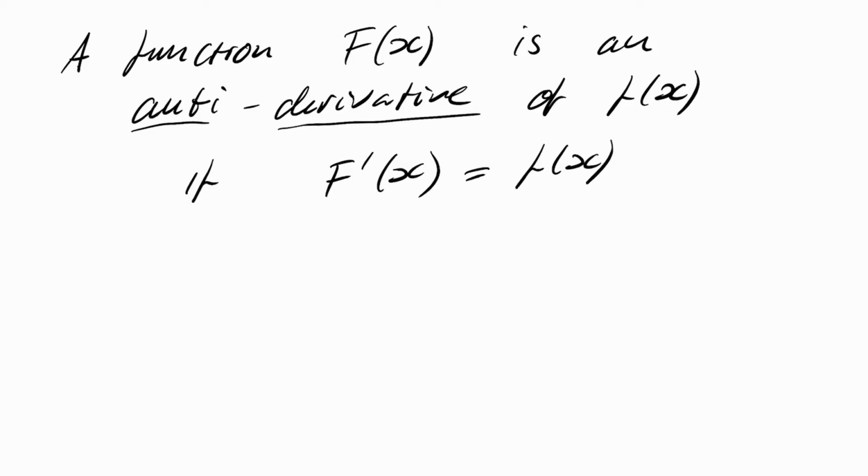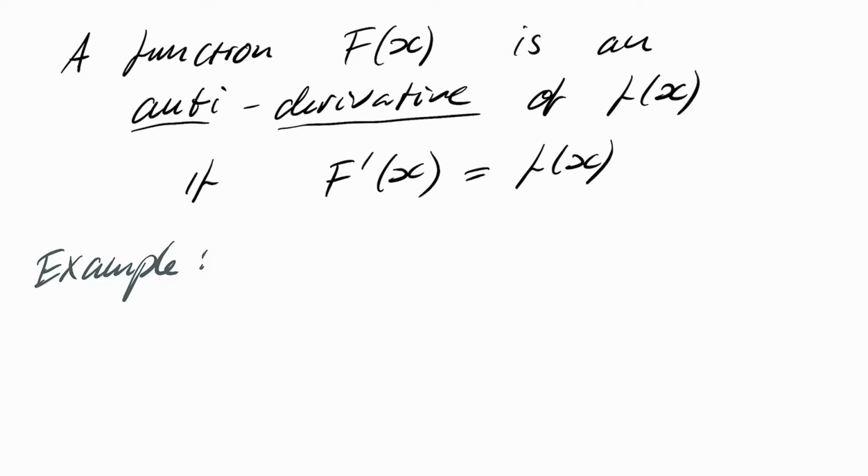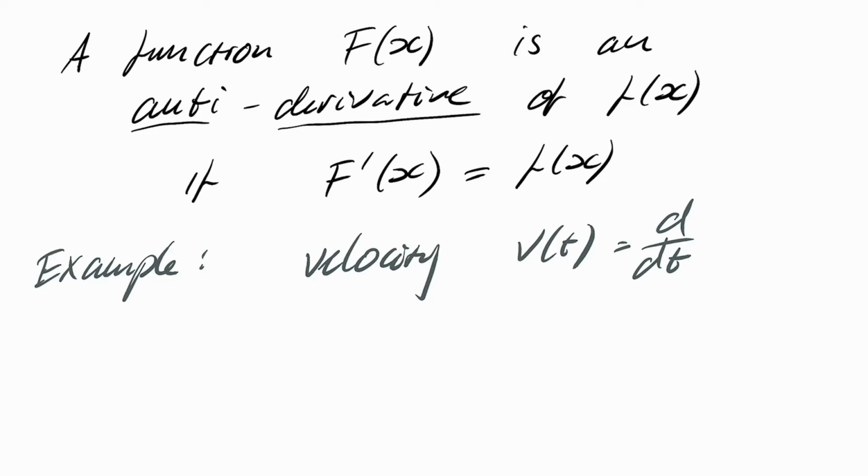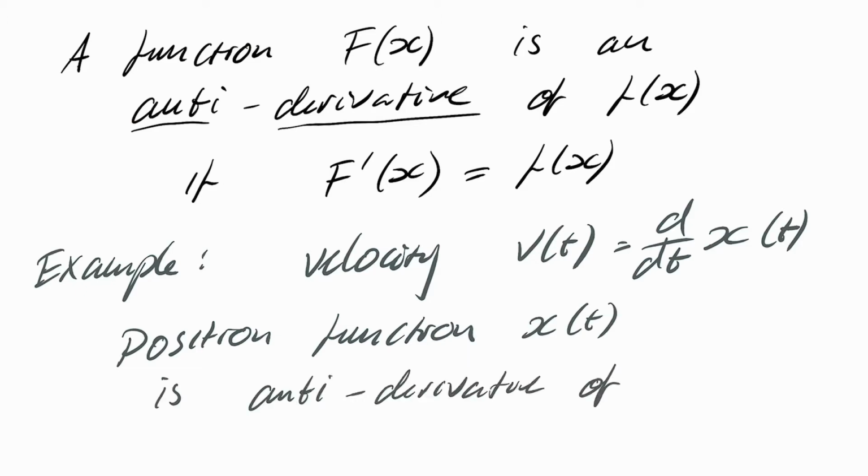A function, capital F of x, is an antiderivative of f of x, provided the derivative of capital F is equal to little f. So, an example of this, we know that velocity is given by the derivative with respect to time of distance. So that means that the position function is an antiderivative of velocity.